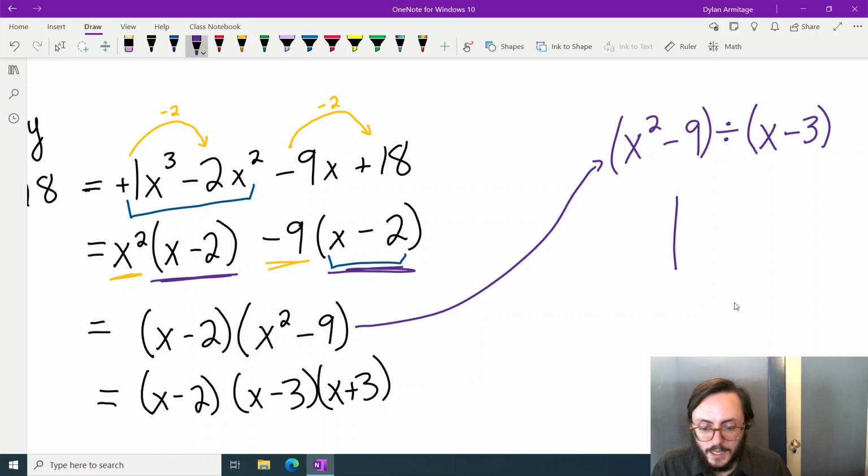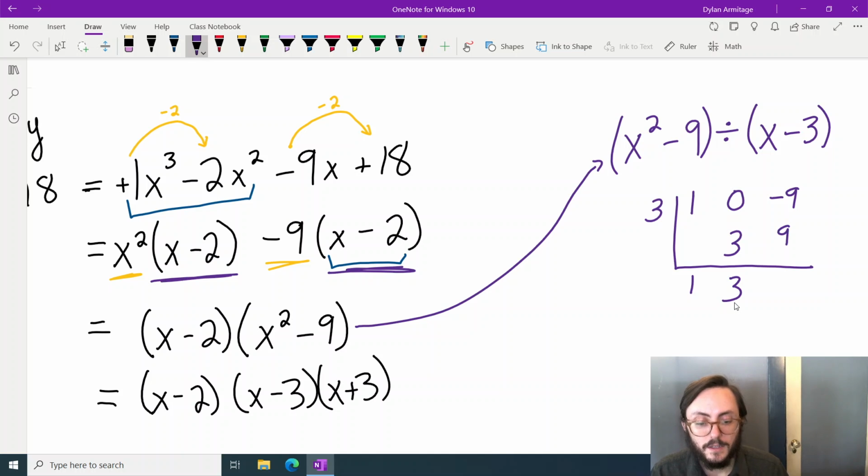So let's go ahead and set this up. We have 1x squared plus 0x minus 9. Our value of k is 3. So on the outside, bring down the 1. 3 times 1 is 3. 0 plus 3 is 3. 3 times 3 is 9. Negative 9 plus 9 is 0. So this means that our other factor is x plus 3.